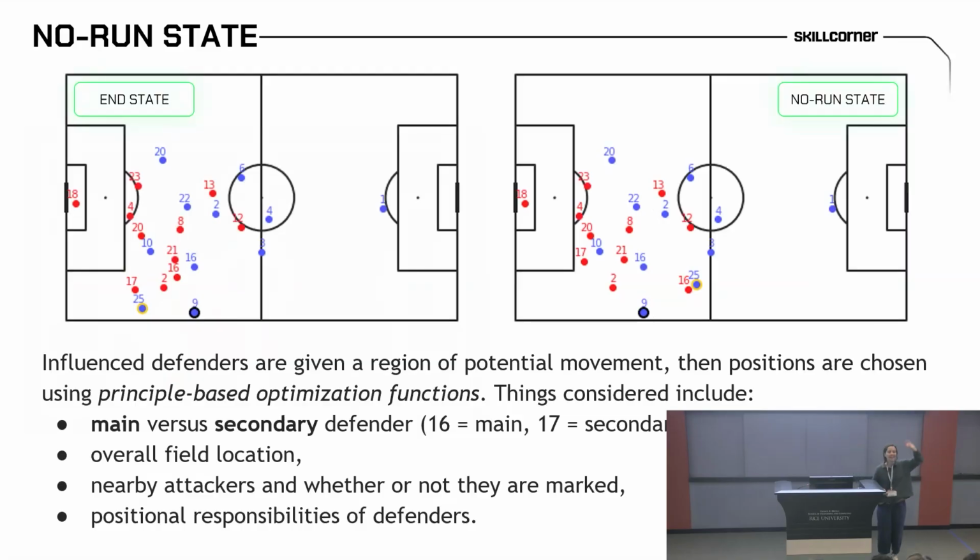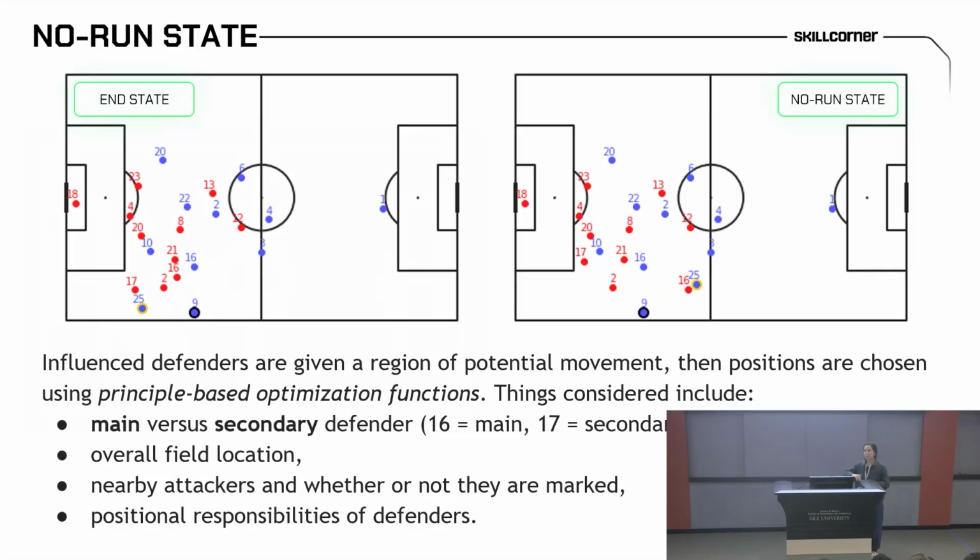Here I have the end state beside the no-run state. And okay, so 16 is who we call our main defender because they were marking the runner at the initial frame of the run, and then 17 is who we call the secondary defender, because in our no-run state, the secondary defender is going to have some freedom to move around.